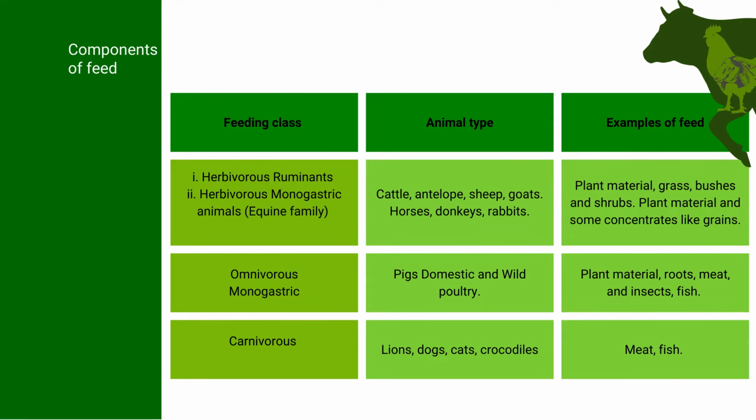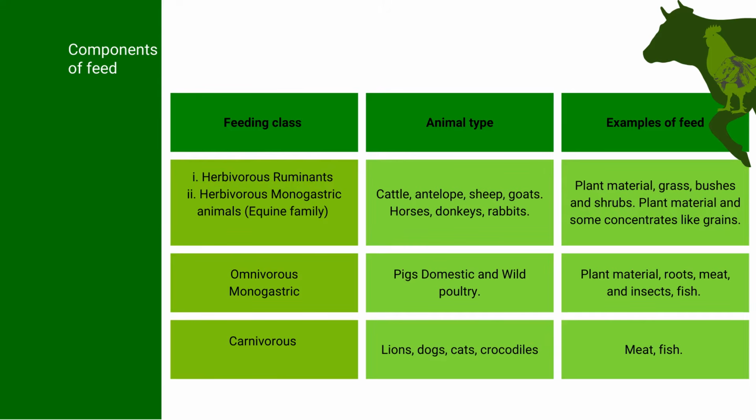Then we've got omnivorous monogastric, right? Now, this will take you back to when you first understood what an omnivore is. So now an omnivore, like myself, will be an organism or an animal that will eat both plants as well as animal materials, right? So the animal types here, we will have your pigs, we will have your domestic as well as your wild poultry. So now what do they eat? What are the examples, right? So they will basically eat your plant materials, they will eat meat, they will also eat insects, some will even eat fish, right?